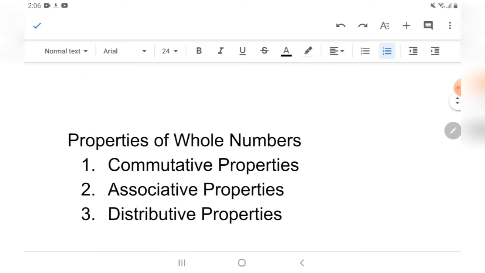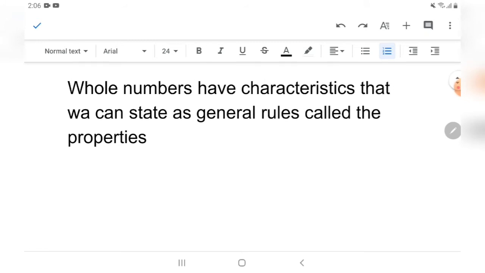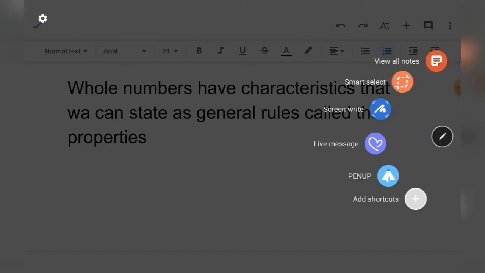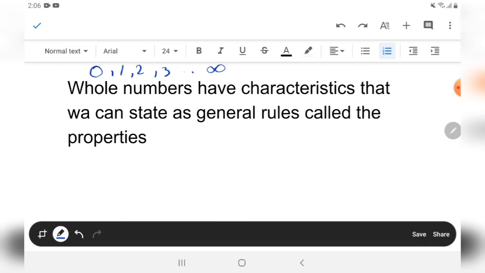So today we're gonna learn about the properties of whole numbers. But first, we will define what is properties. We know already that whole numbers start from 0, right? 0, 1, 2, 3, infinity. Whole numbers have characteristics that we can state as general rules called the properties.